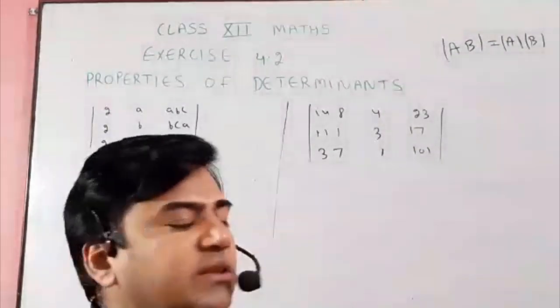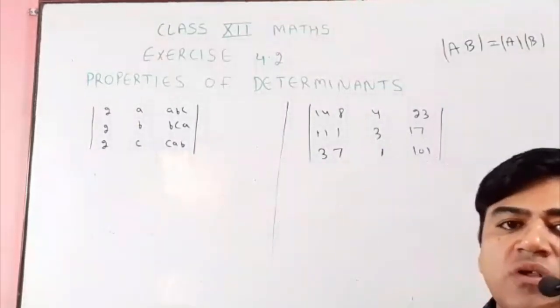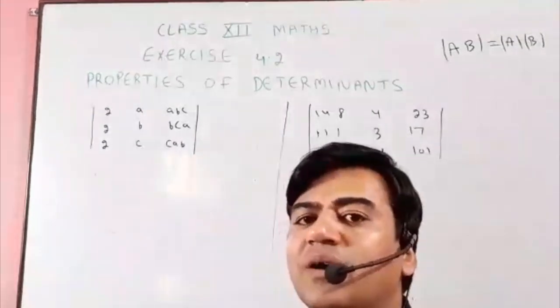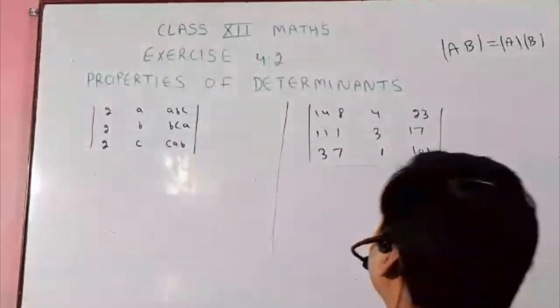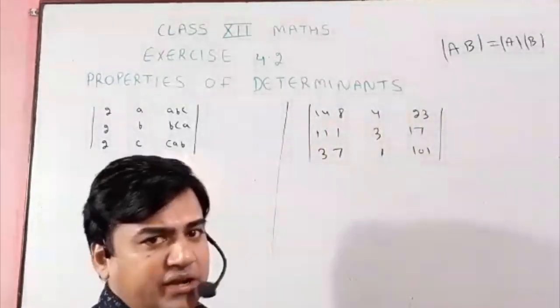Remember the third property. The third property was: the value of a determinant is equal to 0 if any two rows or two columns are identical. Let us see. We can see no row or column is identical.